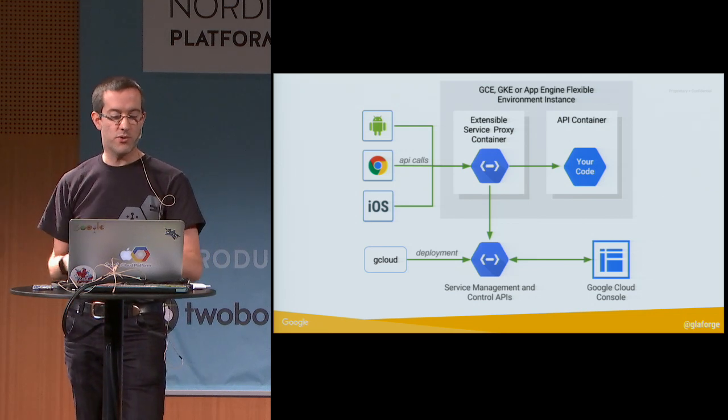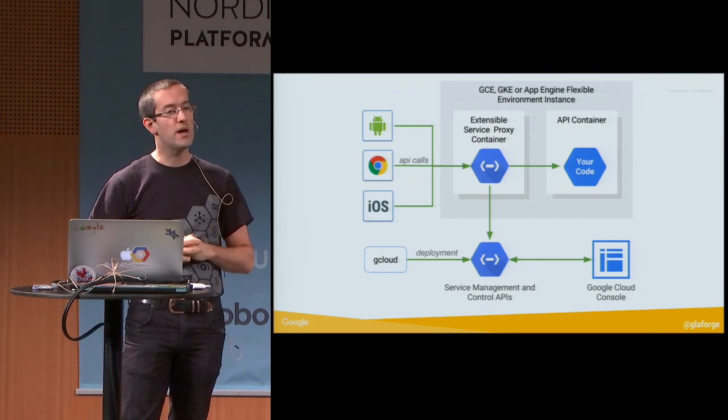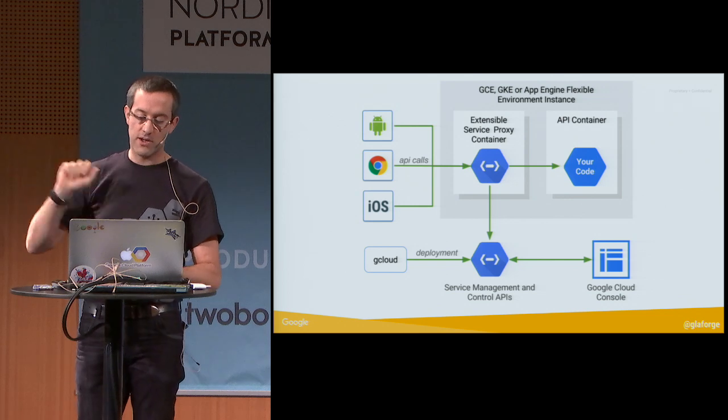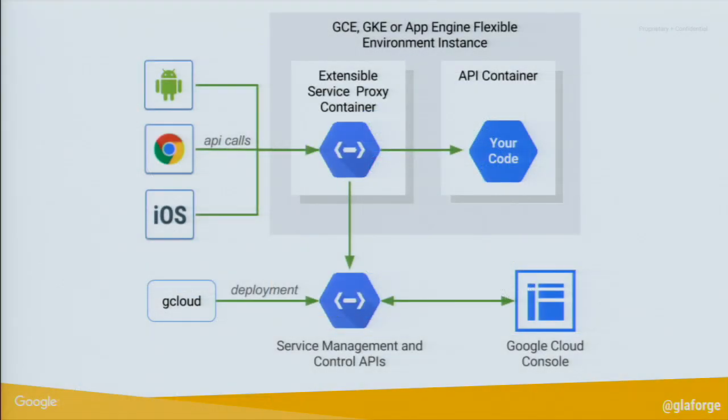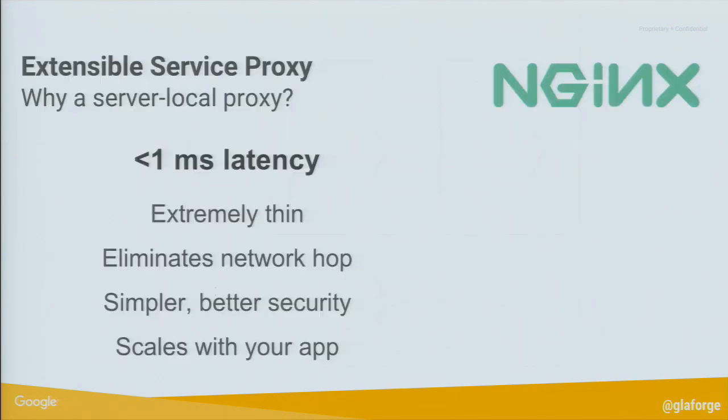And then the proxy calls into the service management layer and control APIs of the Google infrastructure, and then you can use the console to look at the logs, etc. And I'm going to show you that during the demo. So what's nice with the ESP, the Extensible Service Proxy, is that there's almost zero latency, less than 1 millisecond, because the proxy is associated very closely to your API. So it's pretty thin, no network hop, because you don't have to call the proxy, which would be located elsewhere, etc. And it's based actually on Nginx, this proxy, and it will actually be open sourced.